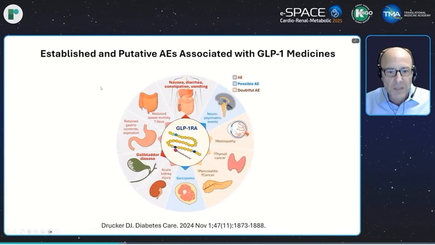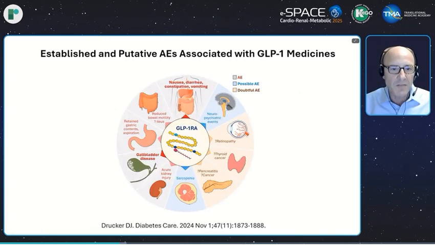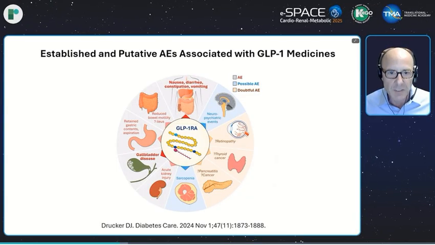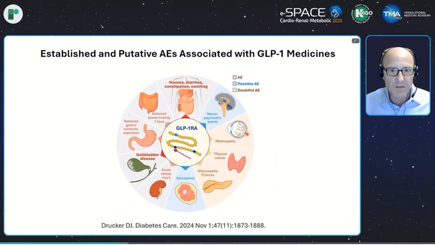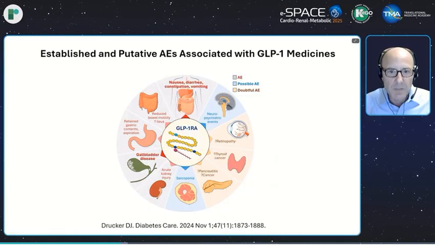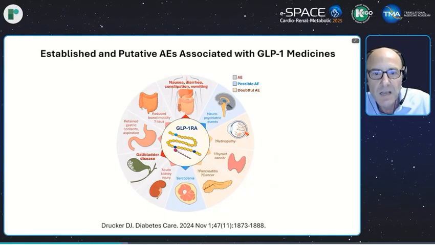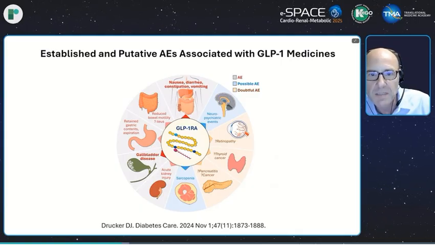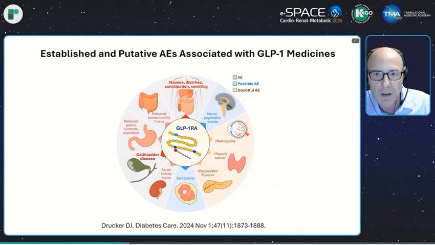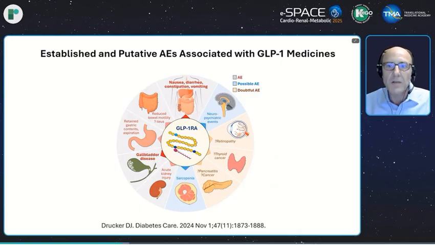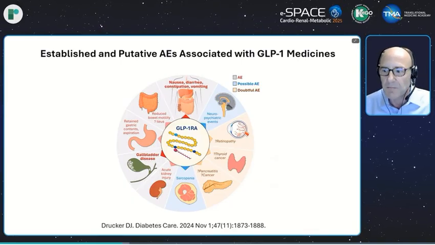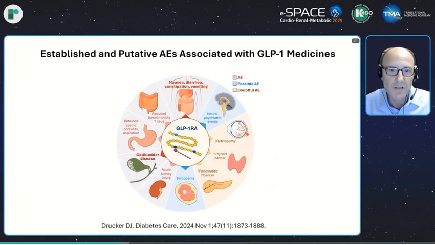So I think that at this point, we've demonstrated that the GLP-1 based medications are very effective for weight loss, for treating diabetes and hyperglycemia. But we also have to think about the potential side effects of the GLP-1 receptor agonists. And so this slide summarizes those that are known adverse events, possible adverse events, and doubtful adverse events.